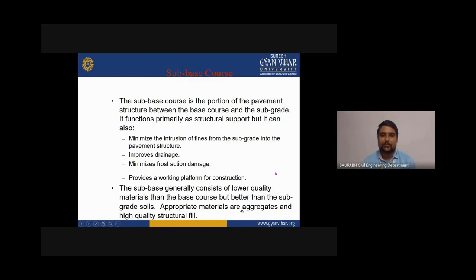Now we will see the subbase course. The subbase course is the portion of the pavement structure between the base course and subgrade. It functions primarily as structural support, but it can also minimize the intrusion of fines from the subgrade into the pavement structure, improve drainage, and minimize frost action damage. It also provides a working platform for the construction. A subbase generally consists of lower quality material than base course, but better than the subgrade soil. Appropriate materials are aggregate and high quality structural fill.